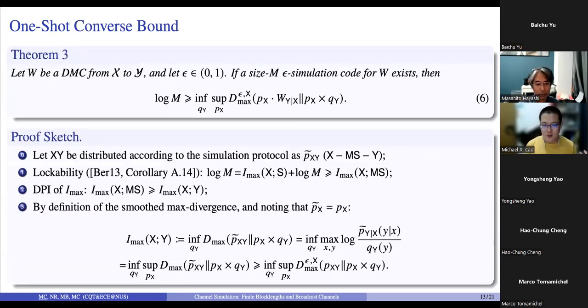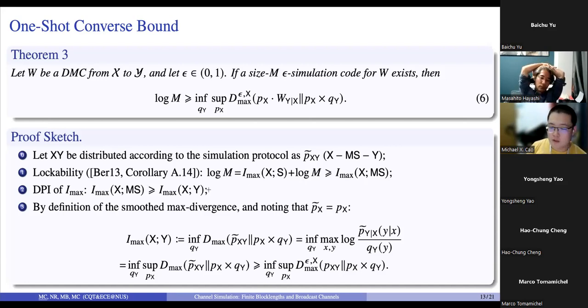Okay, so for the converse, the converse depends on the properties of the max information and its relationships to Dmax and partial smooth Dmax. To prove the converse, we consider, say, XY to be the distribution generated by the protocol. Then by lockability, first we know that log M equals Imax of X and S, where S is the shared randomness, plus log M. Here the Imax of X and S is simply 0 because they are independent. Then this is greater or equal to Imax of X and MS as a result of lockability.